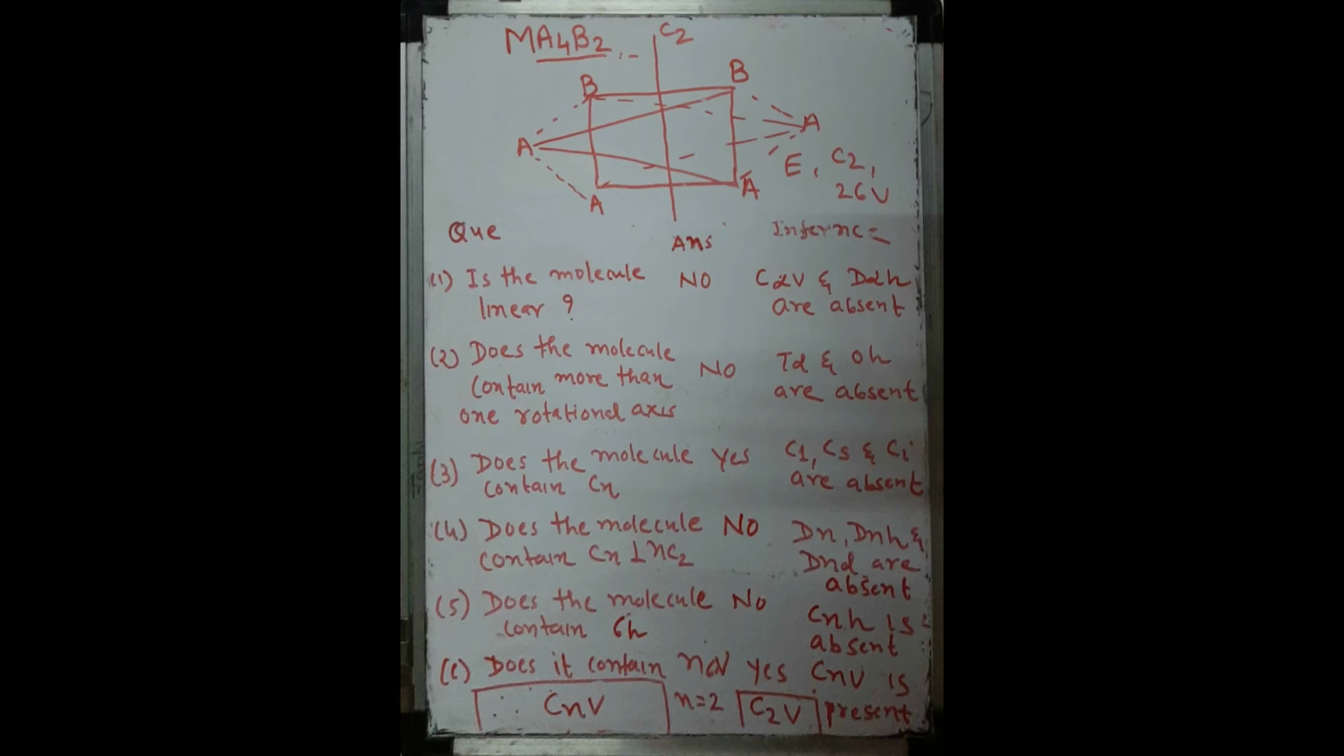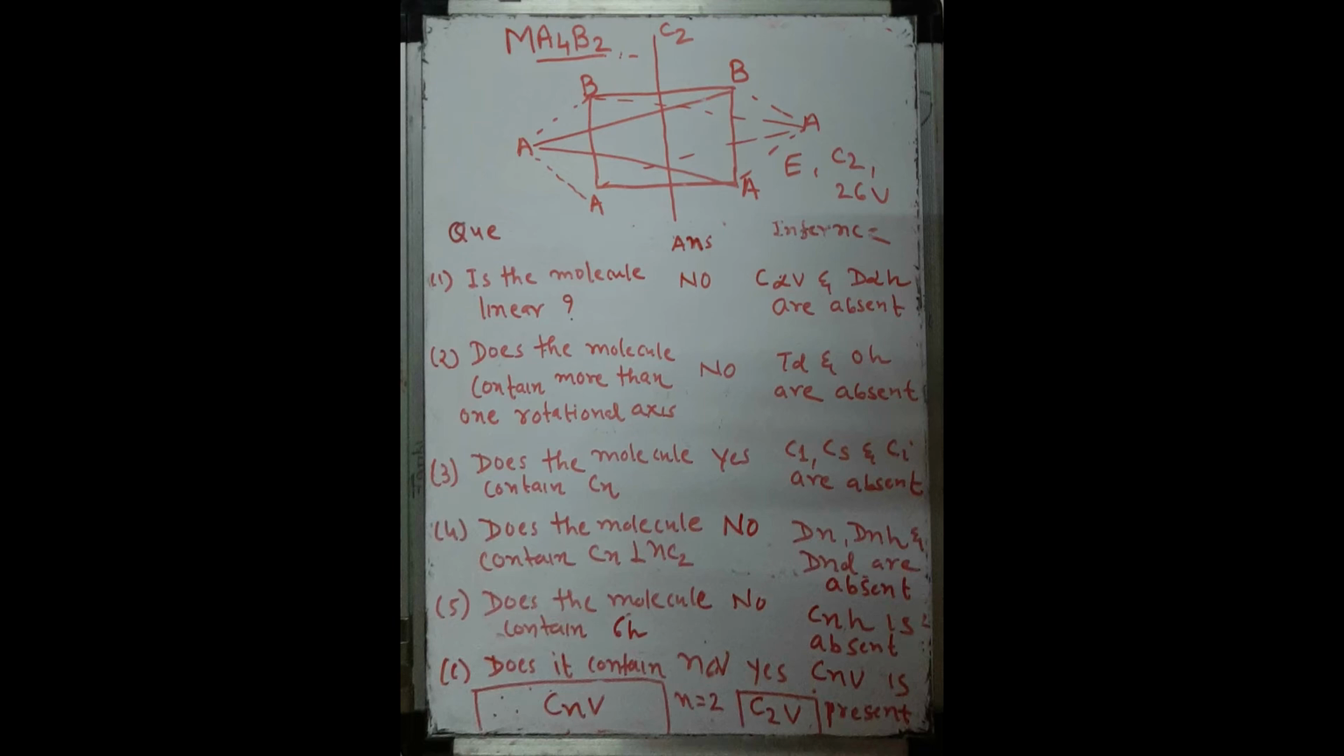Fourth question we are going to ask, does the molecule contain Cn perpendicular to the C2 axis? Answer is no, that means Dn, Dnh and Dnd are absent. Next question we are going to ask, does the molecule contain sigma H? Answer is no, therefore CnH is absent.